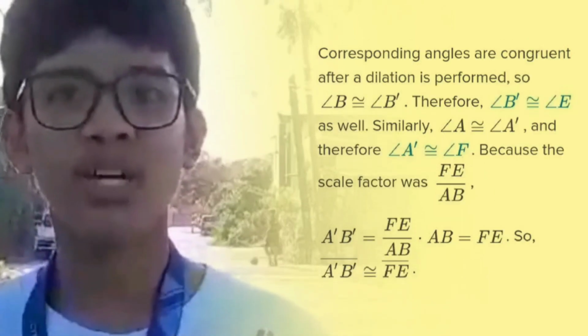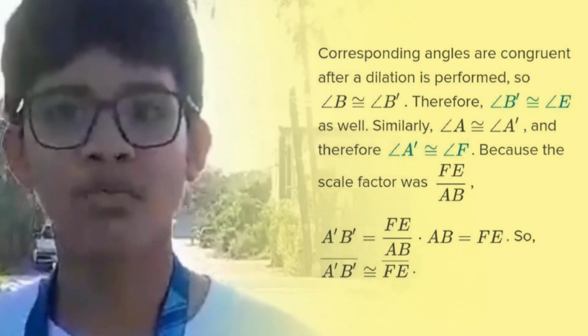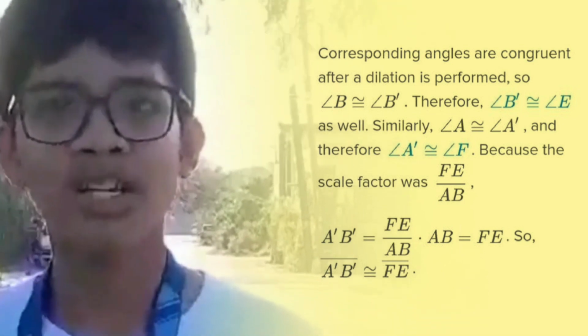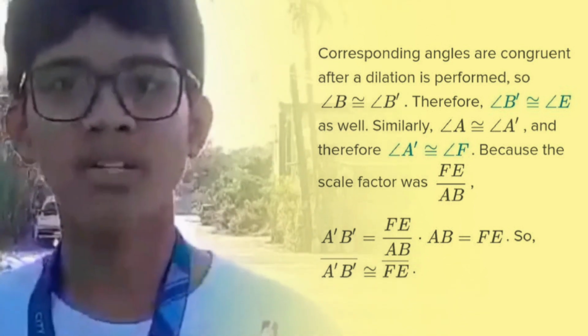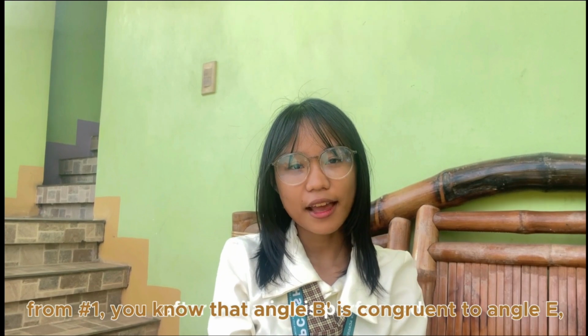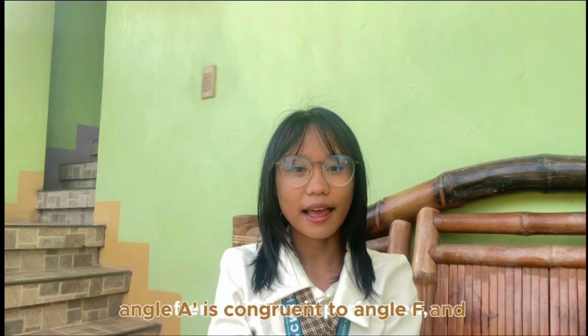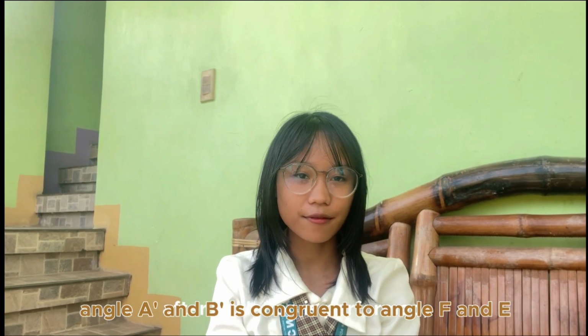Corresponding angles are congruent after the dilation is performed. So P is congruent to P, therefore P is congruent to E as well. Similarly, A is congruent to A, therefore A is congruent to F, because of the scale factor of FE over AB. From number 1, we know that angle B is congruent to angle E and angle A is congruent to angle F.